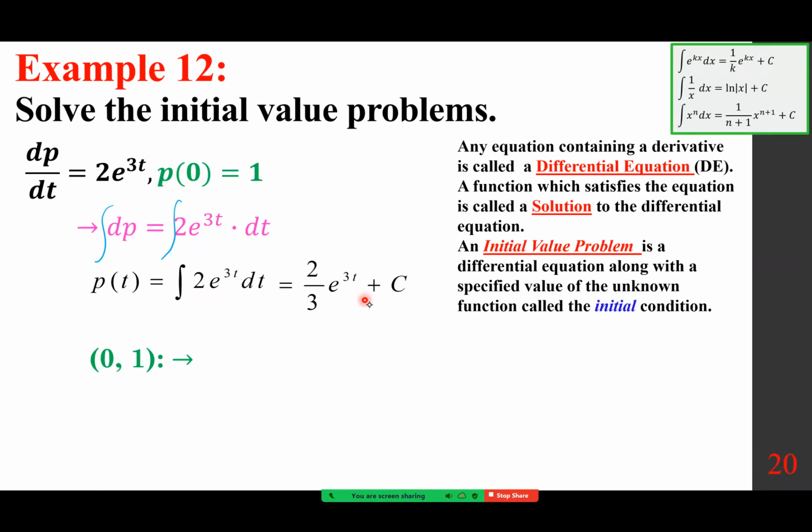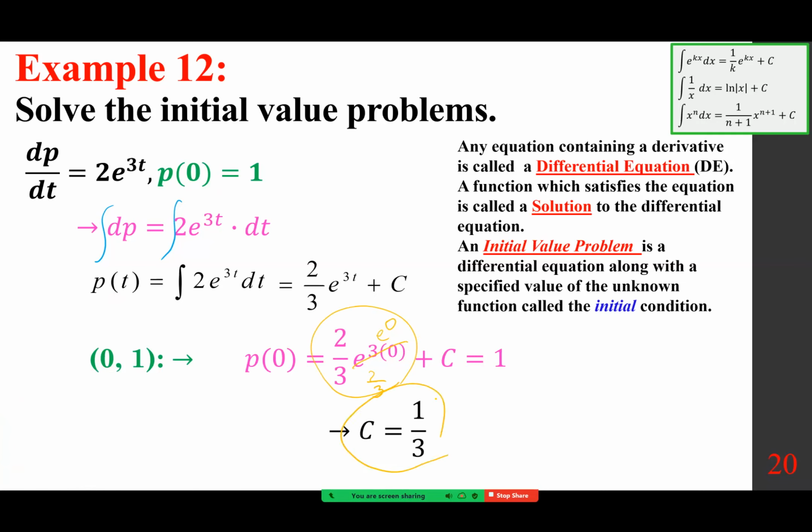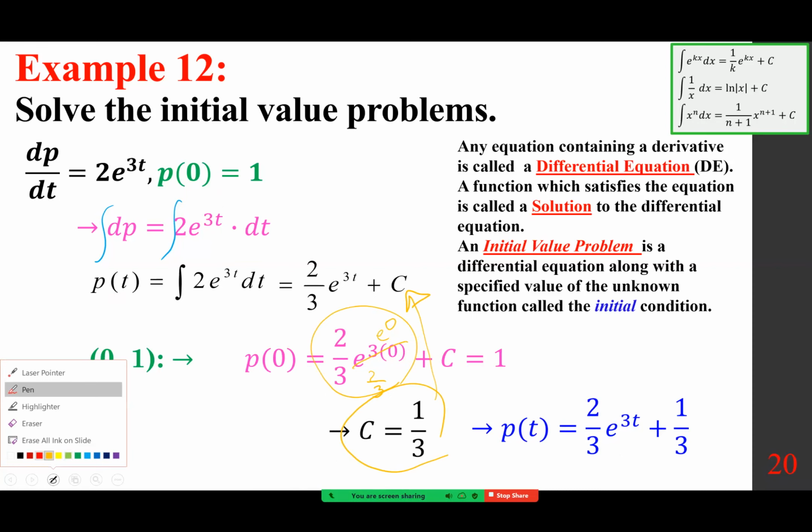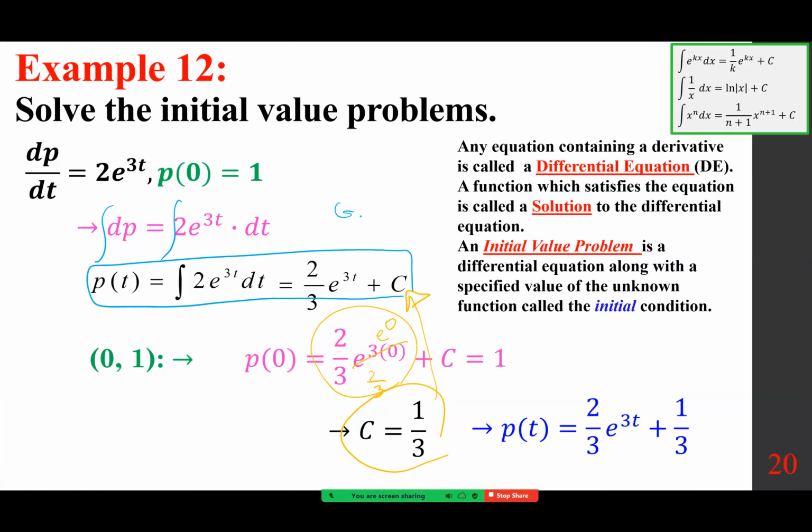So if you replace the t with 0 and p of t with 1, as you know, this is e to the power of 0, which is 1. So you have 2/3 plus some number is 1, which makes it 1/3. And this is going to replace that. This is the answer. So what did we find? This is a general solution class.